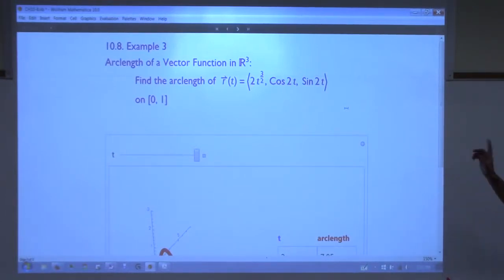Let's just do this once. Let's find the arc length. Let's just take the derivative and find its magnitude. We won't do any of the integration. All right? What's the derivative of this guy right here?